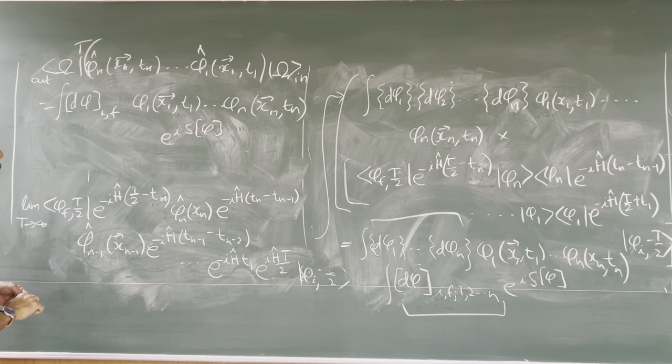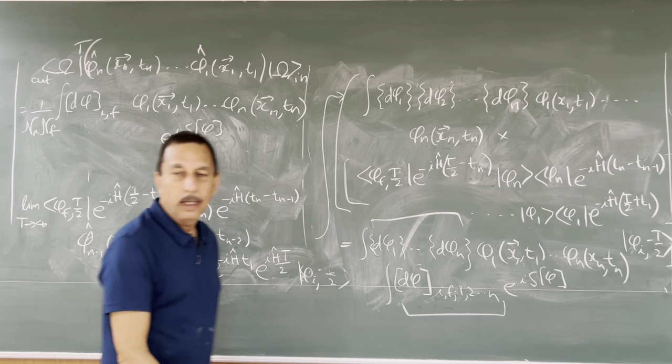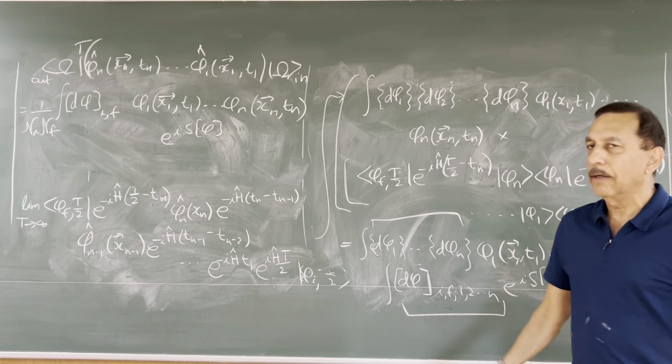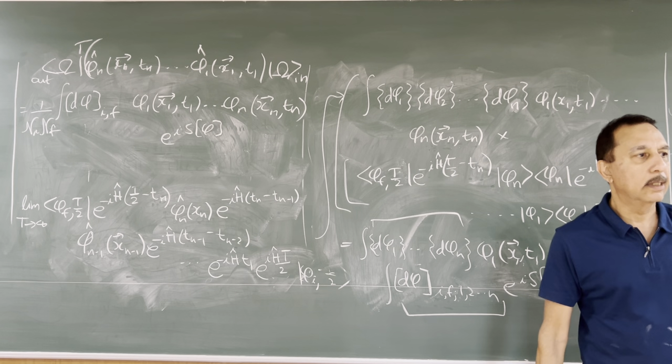Of course, it's not exactly equal to that, for the following reason. There's one more step. I forgot that 1 over the normalization. And now you should ask the following question. When I defined omega in and out, did I normalize them or did I not?